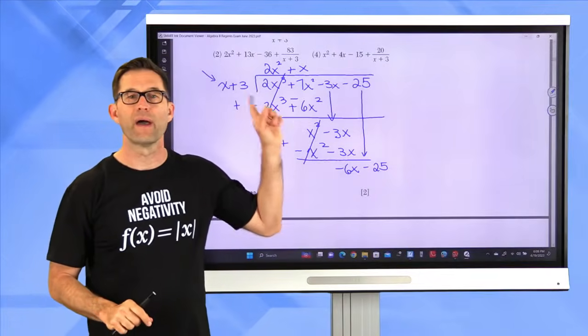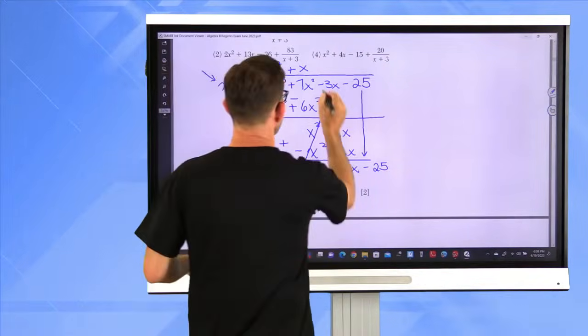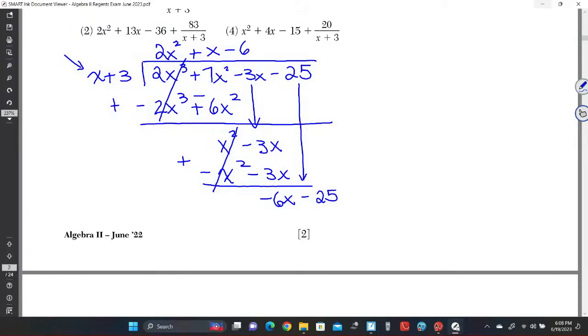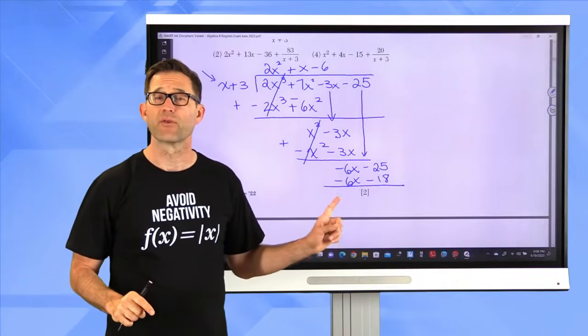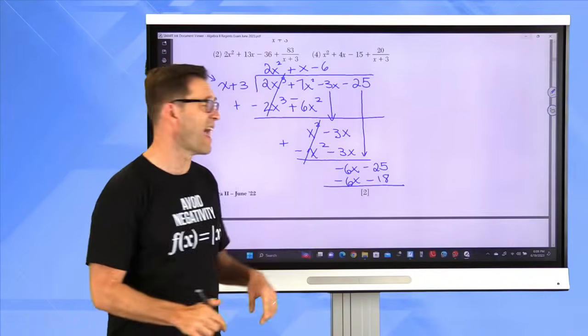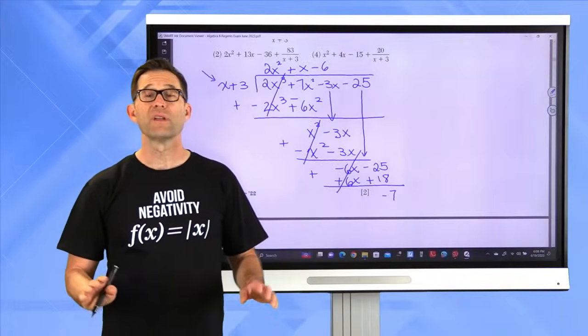Now I go back up one more time. I think to myself, what do I have to multiply x by in order to get negative 6x? That's going to be negative 6. Negative 6 times x is negative 6x. Negative 6 times positive 3 is negative 18. Yet again, instead of subtracting, the easiest thing is to negate both of these and add. When I negate both of them, they become positive. Add. Those two cancel, negative 25 and positive 18 is negative 7. And now there's nothing else I can do.